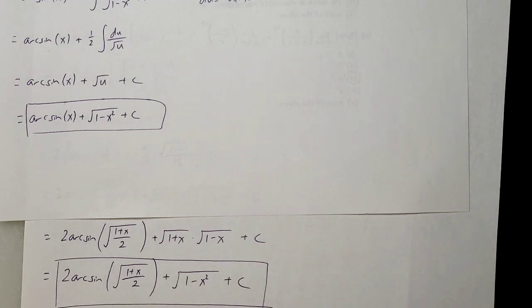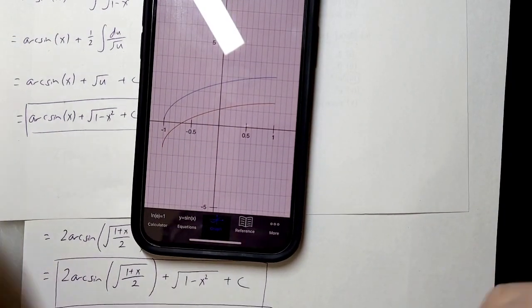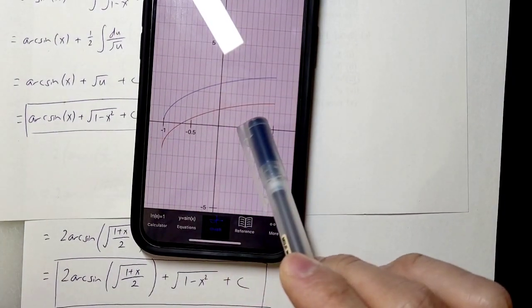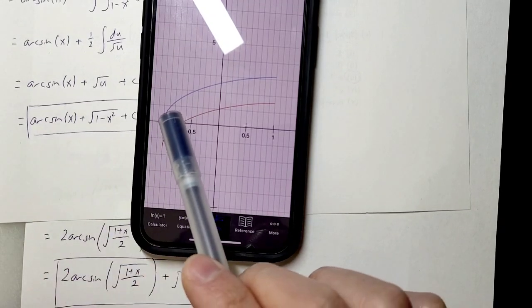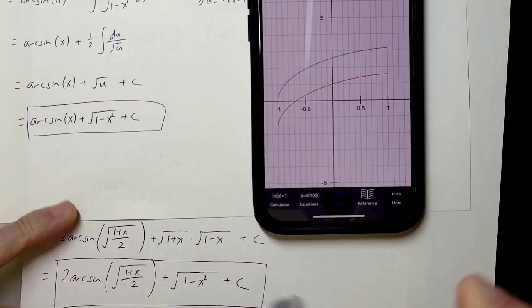Let me pull up my phone. Okay. So this is how the graph looks. The red one is this one right here. The blue one is this one right here. So they're not the same. Or are they? Well, remember, plus c.